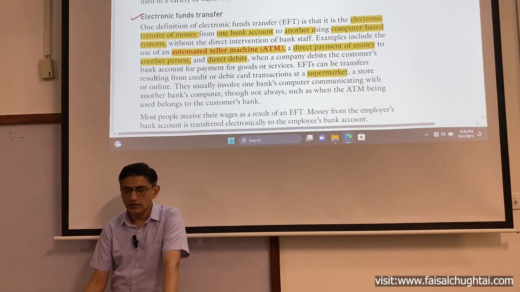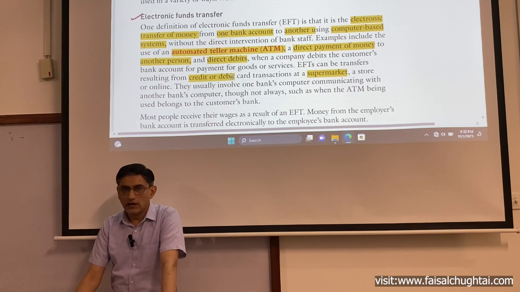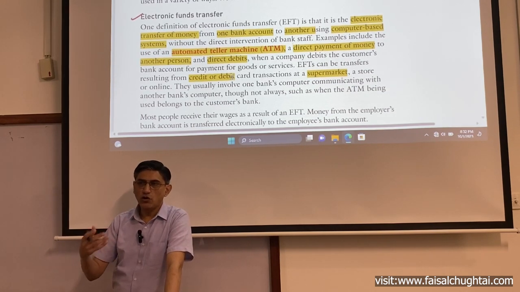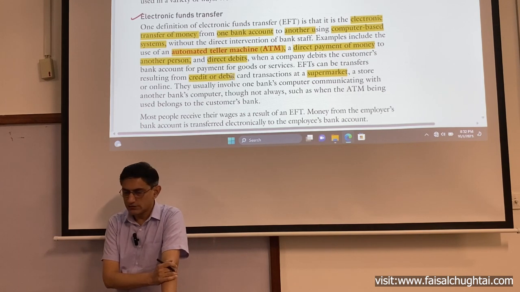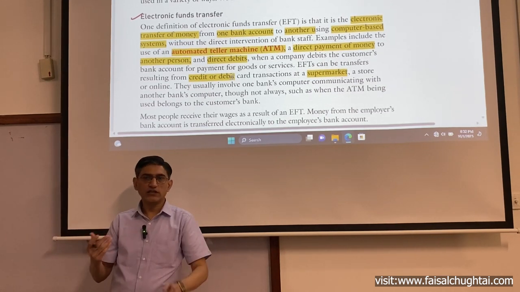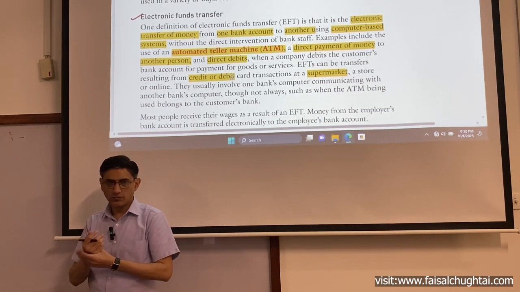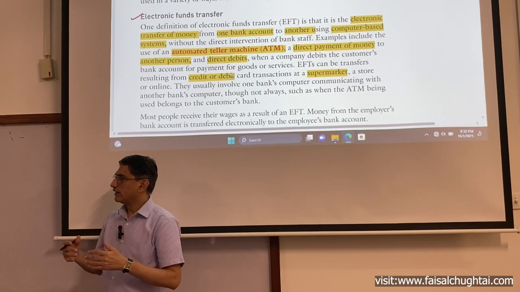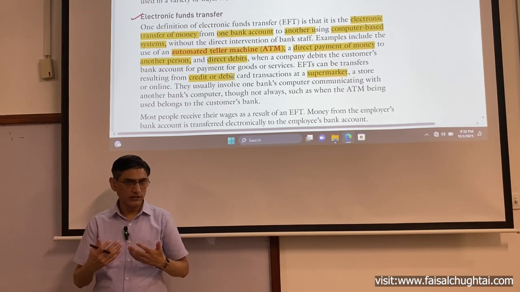When we make a payment using our credit or debit cards at supermarkets for the goods that we have purchased, these are all examples of electronic funds transfer. Well, we can use ATM machines these days for payment of bills. Is that right or not? Yeah. So I can pay my electricity bill using an ATM machine.